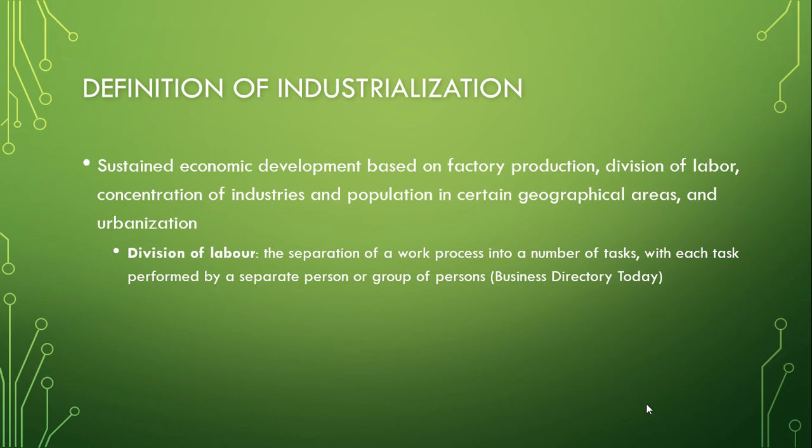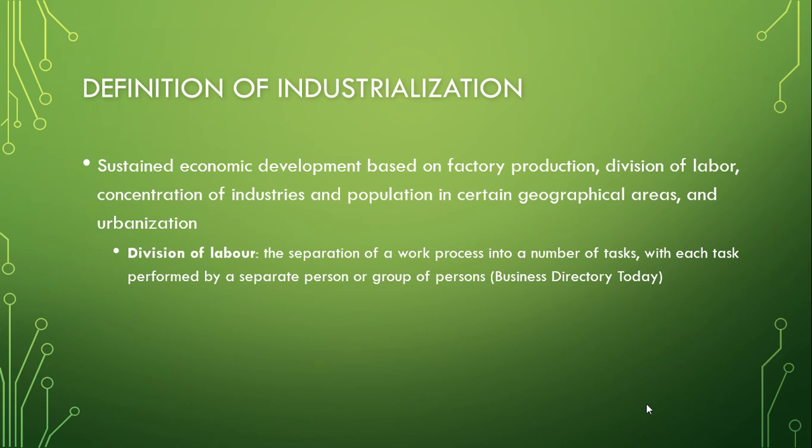So below we have a brief definition of division of labor. When we talk about division of labor with regards to industrialization, we're specifically looking at the separation of the work process into a number of tasks. So you're looking at your workflow. If you have certain tasks that have to be done in order to produce something, each task would normally be performed by a separate person or separate groups of persons who have been trained specifically for that task.